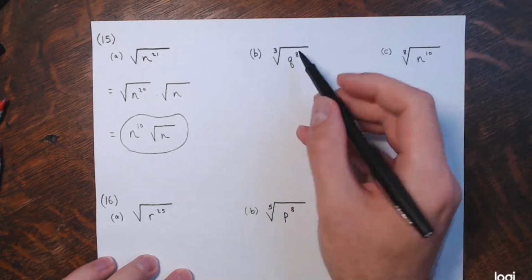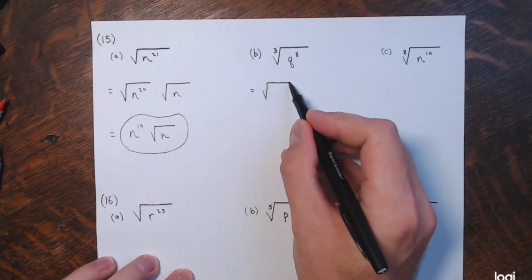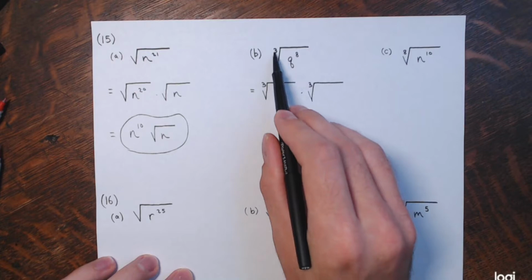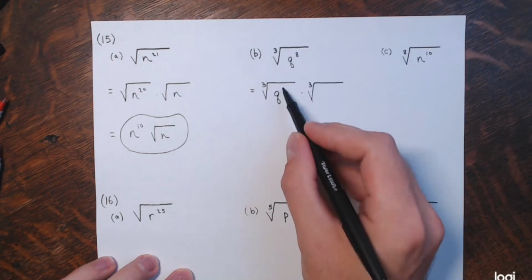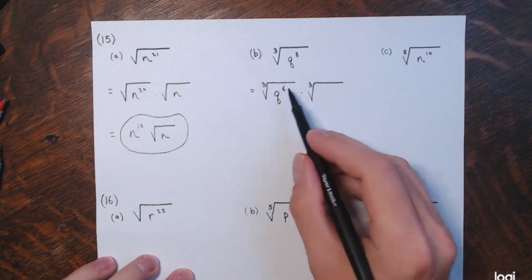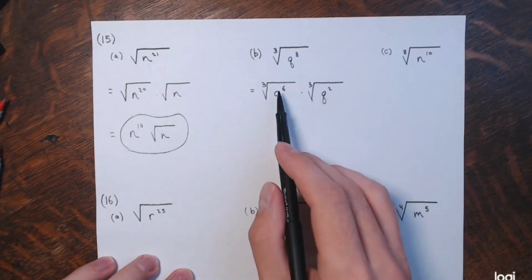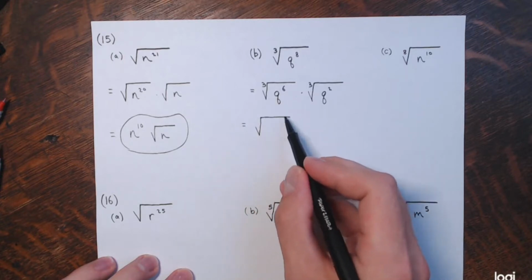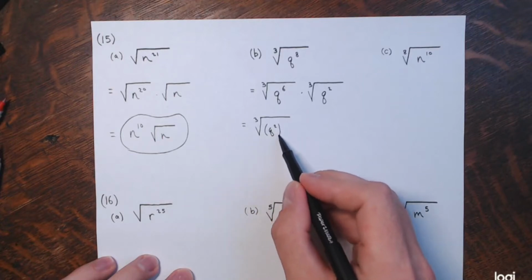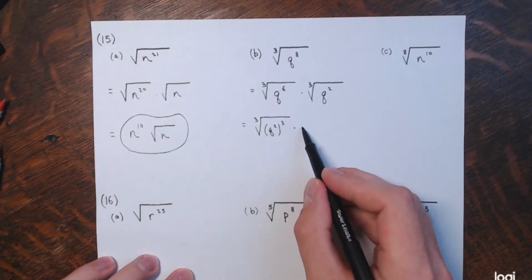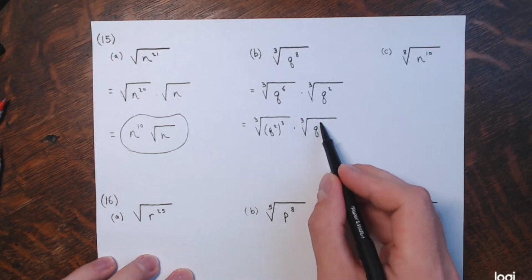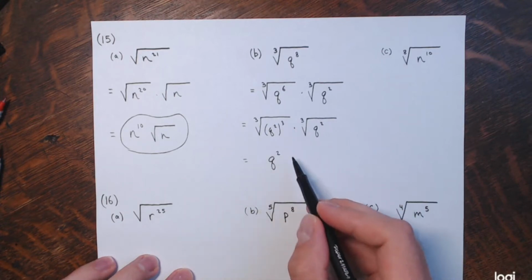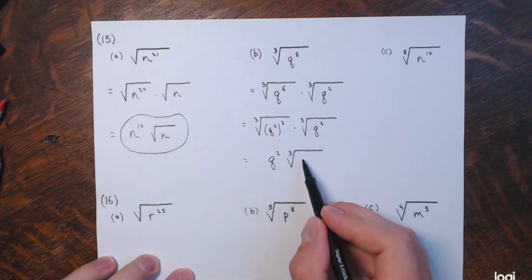Alright, part B, I've got a cube root. I break it up into a cube root times a cube root. Now 8 is not a multiple of 3, but 6 is, right, the next highest one. That's a multiple of 3. So I can break this up into q to the 6th times q squared. And then q to the 6th, that's q squared cubed. So I have the cube root of a cube times the cube root of q squared. And the cube root of a cube, they undo each other. I'm left with just q squared. Right. q squared times the cube root of q squared.